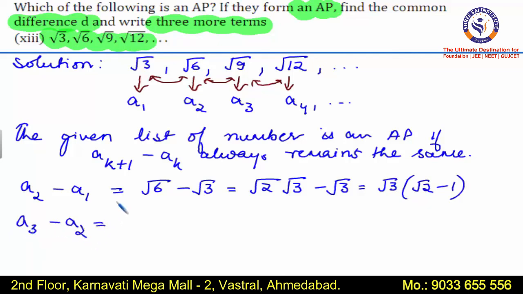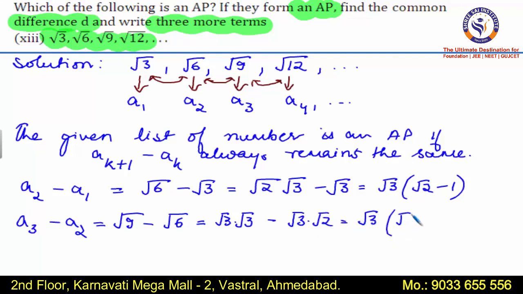Now let us find out A3 minus A2. This can be written as square root of 9 minus square root of 6. This is equal to square root of 9 is square root of 3 into square root of 3, and square root of 6 can be written as square root of 3 into square root of 2. Taking square root of 3 common, we have square root of 3 minus square root of 2.